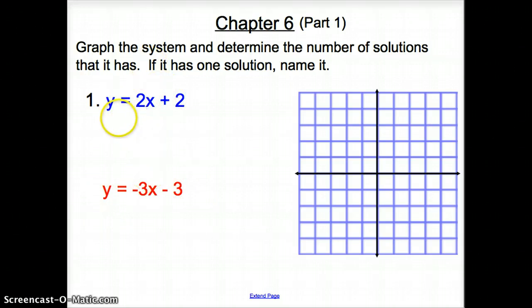Well, when we graph both of these equations, we have to figure out what our slope is, and our slope here is 2, whatever is in front of the x. That's going to be our slope. And our y-intercept is whatever is added or subtracted. So I'm going to go ahead and graph this line.